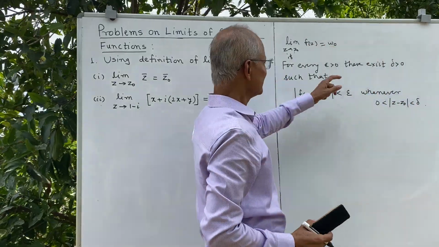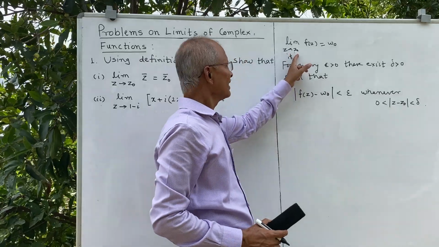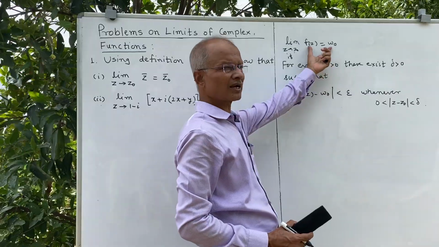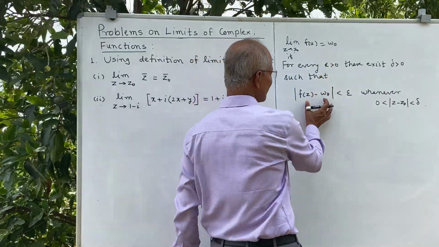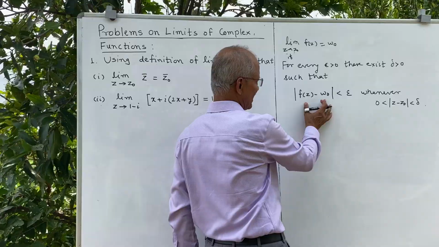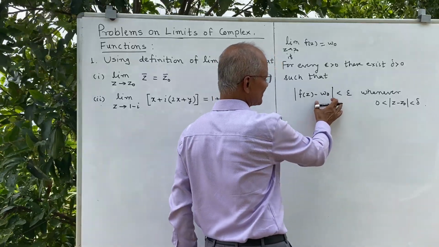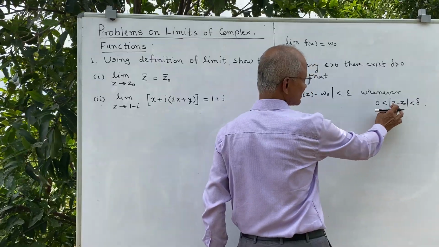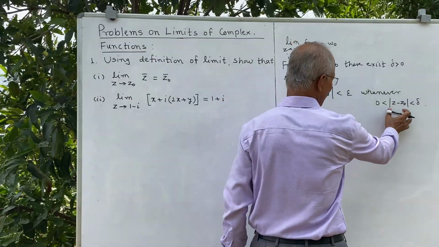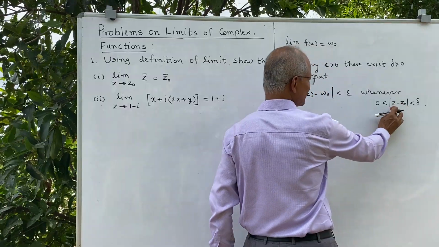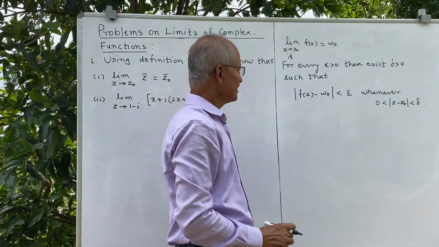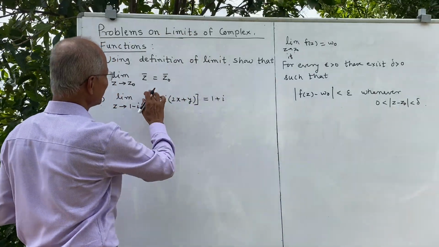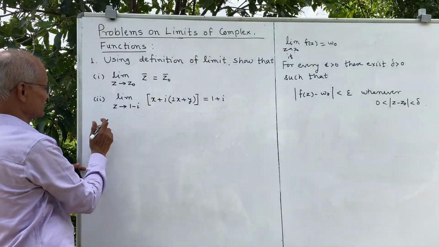That means when z approaches z naught, then f of z approaches w naught, that is, becomes closer and closer to w naught. The absolute difference is less than epsilon, a small quantity, whenever z lies in the deleted delta neighborhood of z naught, that is, the distance between z and z naught is less than delta. So, this is the definition of limit that we have studied earlier. Now, we shall use the same definition to show these two limits.